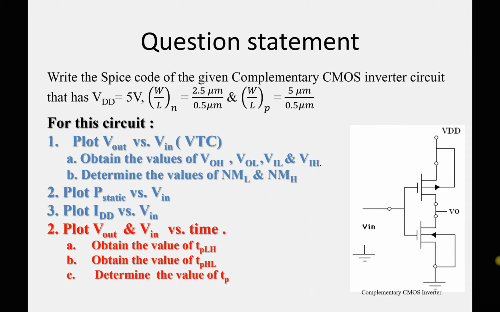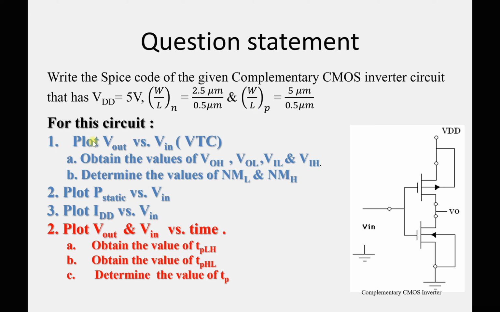السلام عليكم. This video is a quick review of the circuit we wrote today as code, which is the complementary CMOS inverter. In the example, I had my VDD of the circuit equal to 5 volt. W over L for the NMOS was 2.5 micro over 0.5 micro. W over L for the PMOS was 5 micro over 0.5 micro.